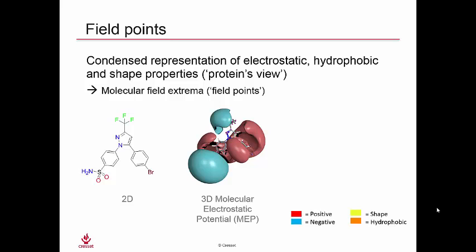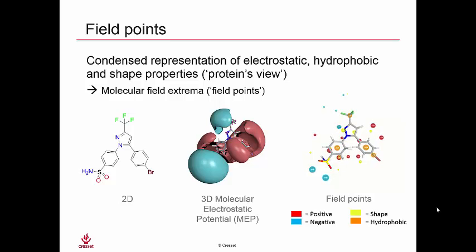Now, comparing molecules using the full molecular electrostatic potential energy surfaces is computationally expensive, so we've condensed this information down to what we call field points, which are placed at areas of local extrema in these potential energy functions. Blue corresponds to areas where the electrostatics are negative, red corresponds to areas where the electrostatics are positive, yellow gives a van der Waals surface area, and orange points are in areas of hydrophobicity. The size of the field point corresponds to the strength of the field at that point in space.